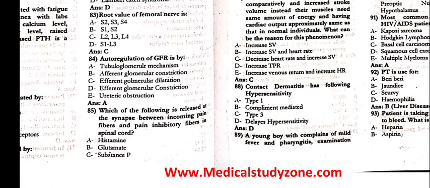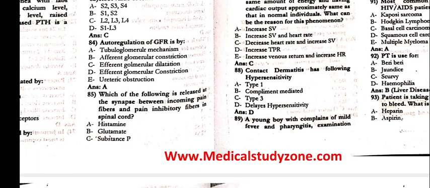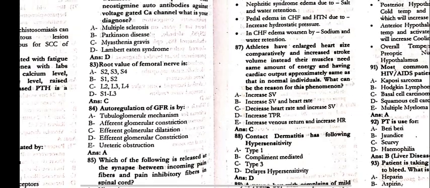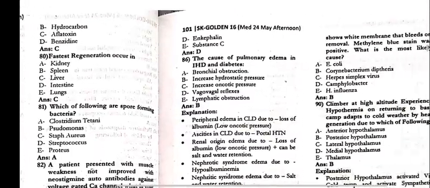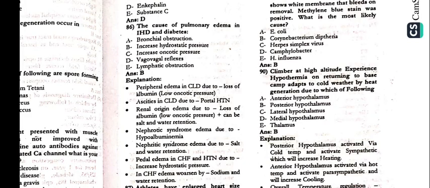84: regulation of the GFR is by the tubuloglomerular mechanism. Which of the following is released at the synapse between the incoming pain fibers and pain inhibitory fibers in the spinal cord? That is enkephalin. 86: the cause of the pulmonary edema in ASD and diabetes is the increased hydrostatic pressure.